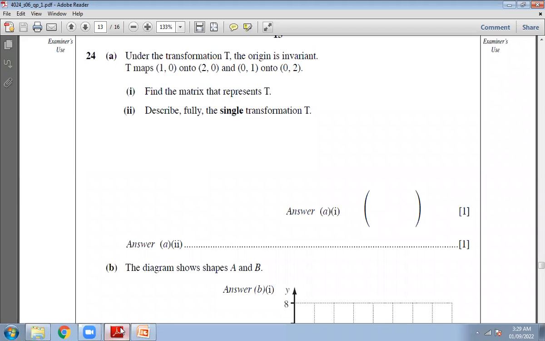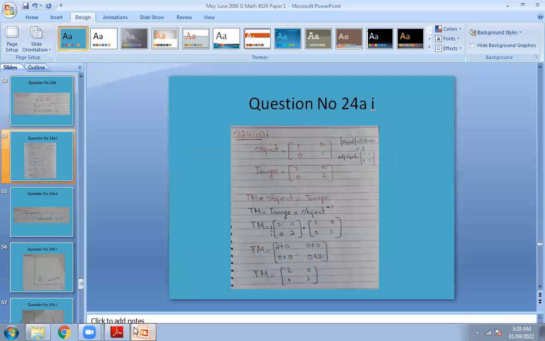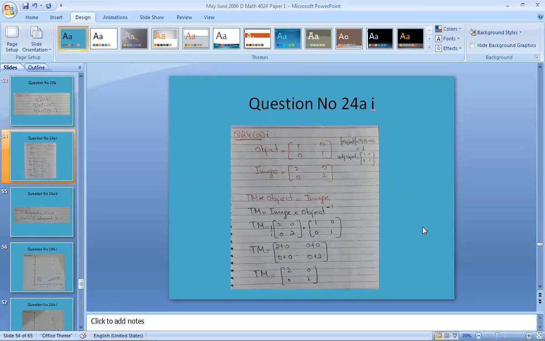Okay, so let me show you. Question number 24. The 2 points which are the object are 1, 0 and 0, 1. And the image coordinates are also given, that is 2, 0 and 0, 2. So the transformation matrix multiplied with the object is equal to the image. That is the technique. So the transformation matrix will be the image multiplied by the object's inverse. So I will find the object's inverse first of all. Let me show you.